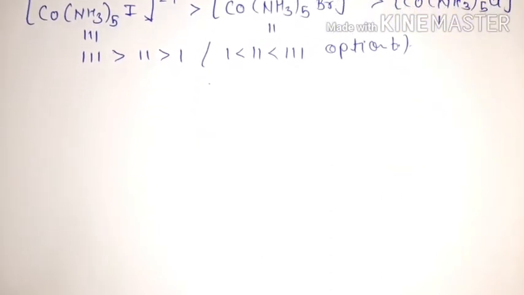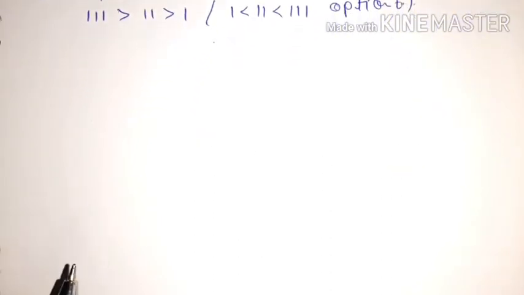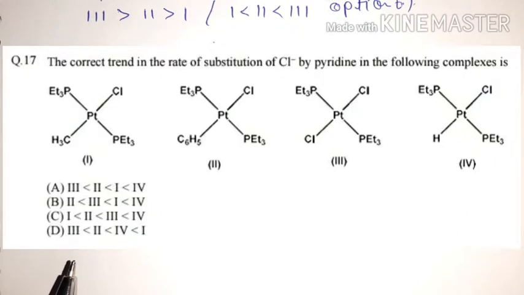Now we move towards our next question, and see, it says: the correct trend in the rate of substitution of Cl minus by pyridine in the following complexes. And we have 4 complexes, first, second, third, fourth, and we must find the order of substitution of Cl minus by pyridine in these complexes.